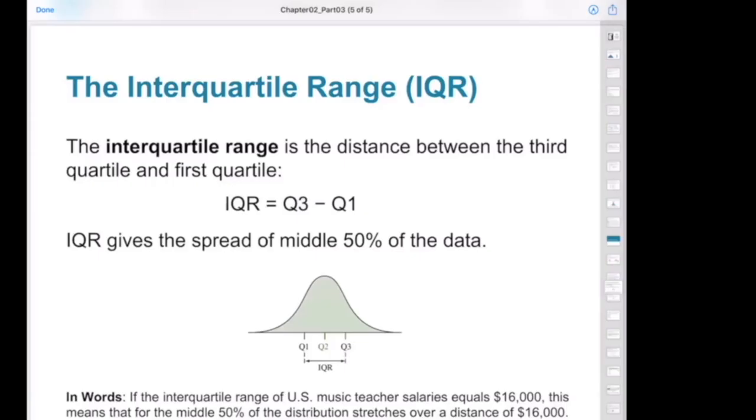So, how can we find the interquartile range? Very simple. After you find the first quartile and the third quartile, find the difference between them. Q3 minus Q1. So you have the interquartile range, and this gives you how the 50% of the data is spreading on the shape of the distribution, as you can see.